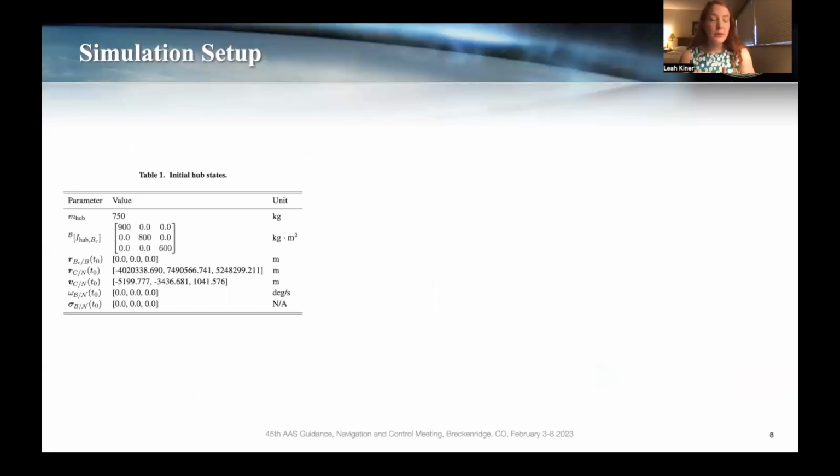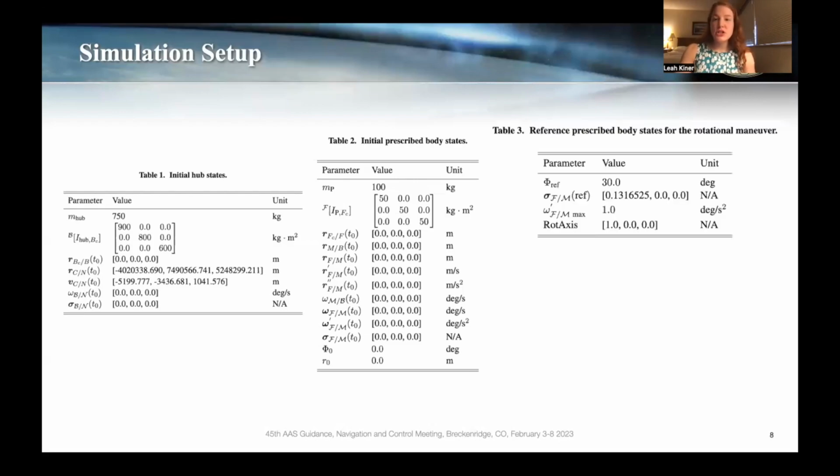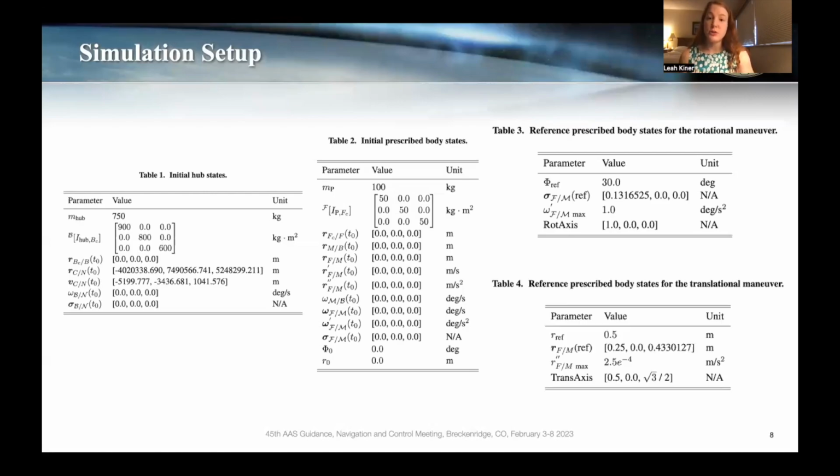In our simulation setup, we set up our spacecraft into a circular orbit about the Earth, and the angular velocity of our B frame is initially 0, and we also have our hub attitude aligned inertially to begin. And we also have our initial prescribed body states. There's quite a few vectors here that are all zeros, but essentially our prescribed body is not translating or rotating at the start of either of these maneuvers. We essentially also need to define our reference states for the rotational and our translational maneuver here.